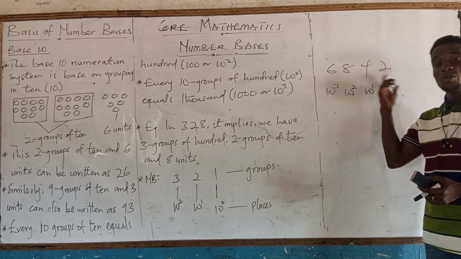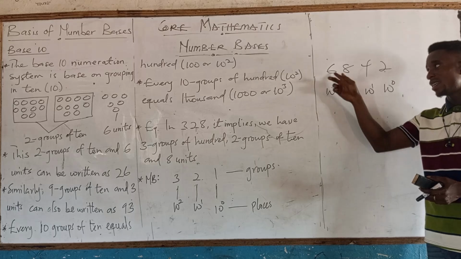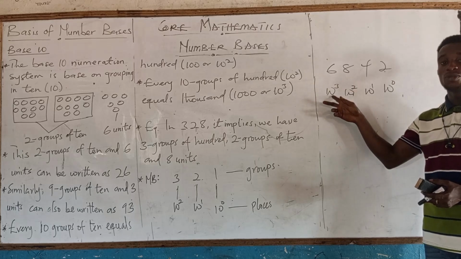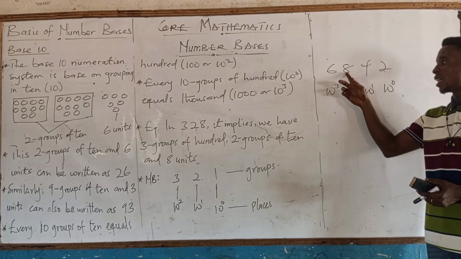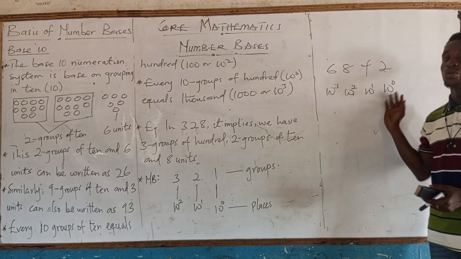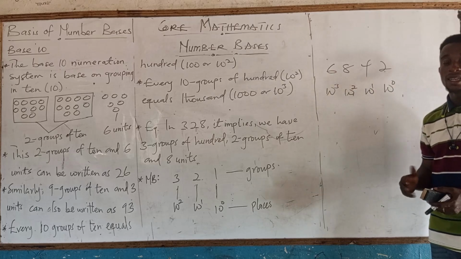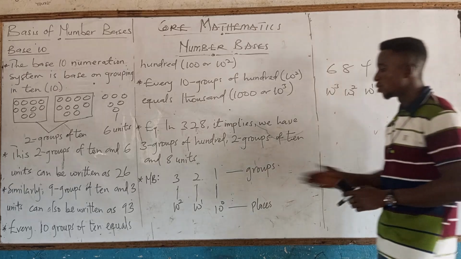Since we are in base 10, when we do that, we still get base 10. This one times this, the group times place, will get us 6000. Then this one will get us 800. This one will get us 40. This one will get us 2. So when we sum them up, we get 6842. Please, are we getting that? Are we okay? Okay. So that is that.